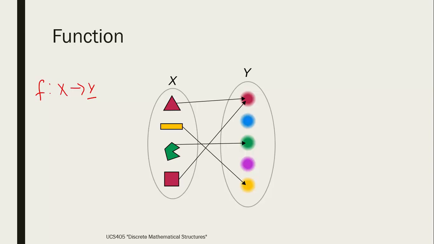This picture demonstrates the concept of function. Here, elements of set X are shapes of different objects and elements of set Y are colors. Triangle and square have the same color, so they are mapped to a single element in set Y. Rectangle is yellow, so it is mapped to yellow in set Y. The pentagon is green, so it is mapped to green in set Y. Blue and purple do not have any pre-image in set X, because there are no objects of such color present in set X.